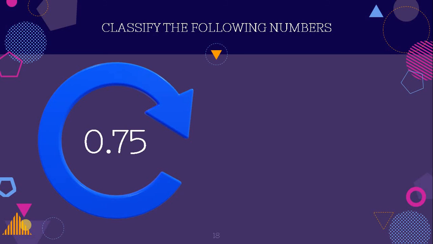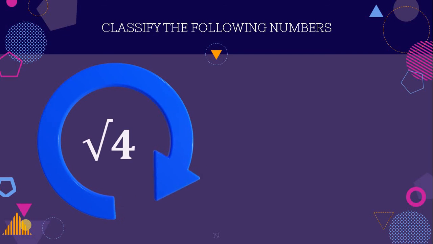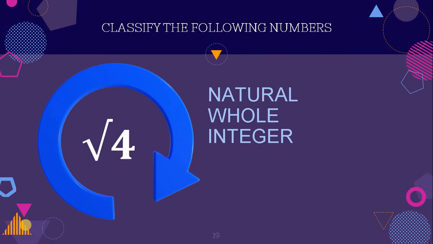The next one is 0.75. What do you think this is? Yes, it's a rational and a real number. What about the square root of 4? The answer is 2. Square root of 4 is 2, and it is a natural number, a whole number, an integer, a rational, and a real number.